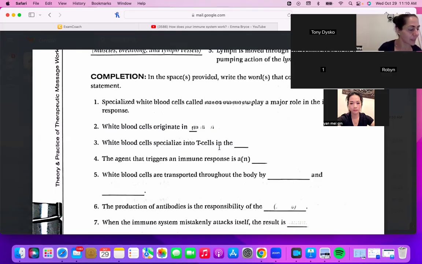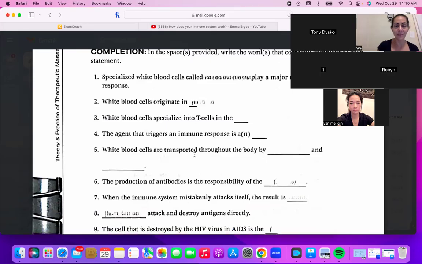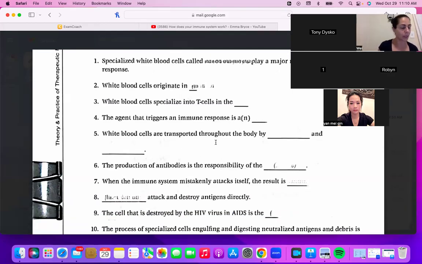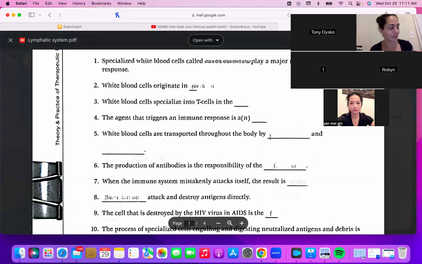Number 4, the agent that triggers an immune response is a or an, anything that triggers the body. A pathogen? Close. Antigen. Antigen, correct. Nice. White blood cells are transported throughout the body. How do white blood cells move through the body? Blood and lymph. Lymph, correct. Blood and lymph. Good job.